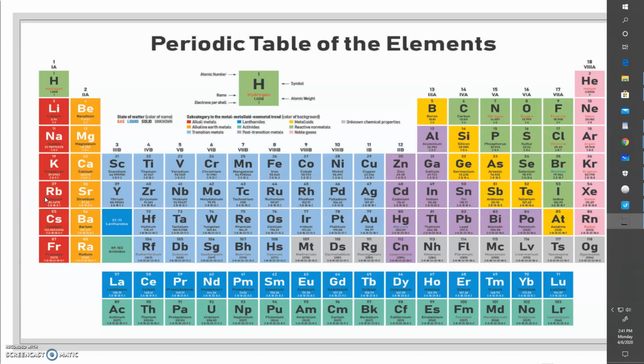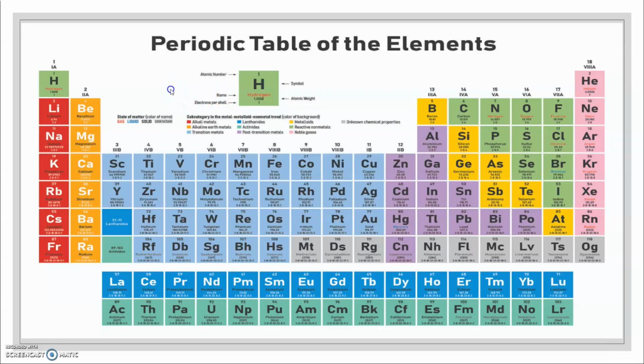So let's give you a second here to look at that. Feel free to pause and just stare at the periodic table for a moment if you want. All right, so those trends.